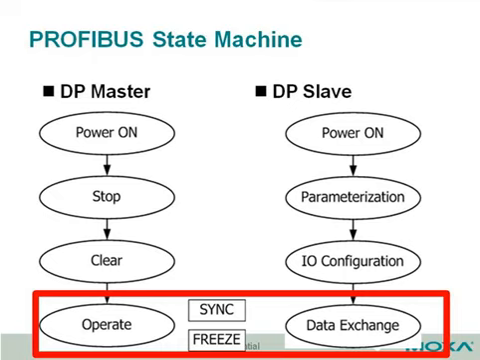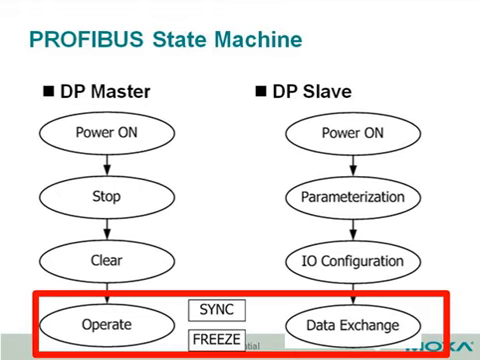In the operate state, there is a service called SDN, send data with no acknowledge. Then the master can control whole groups of its slaves. This permits an event-controlled synchronization, where all slaves set their outputs simultaneously, the sync mode, or update their input data simultaneously, the freeze mode.